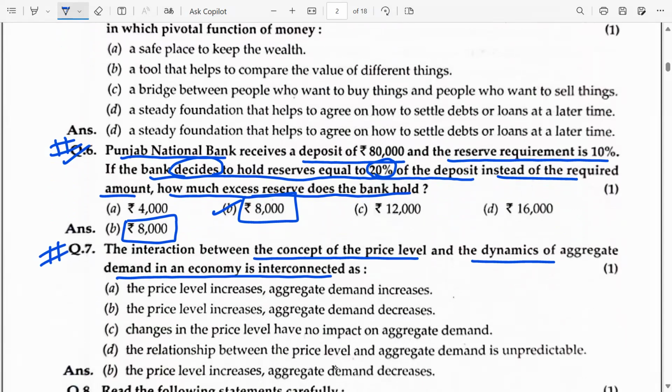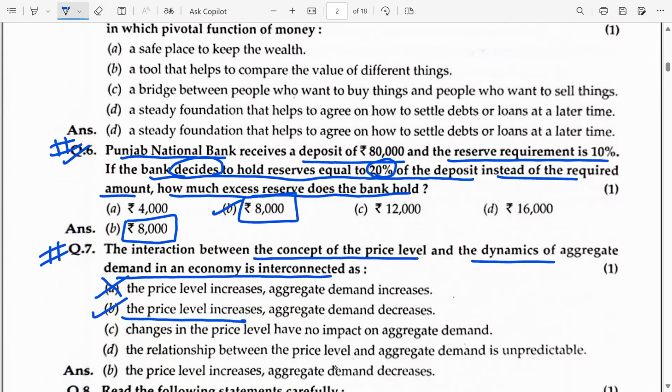Remember, it corresponds to the aggregate demand and aggregate supply. So let's read the answers. Price level increases, aggregate demand increases. False. This is not correct because we know that price and aggregate demand share an inverse relationship. Like individual demand, aggregate demand is also inversely related to price. So my answer is option B.